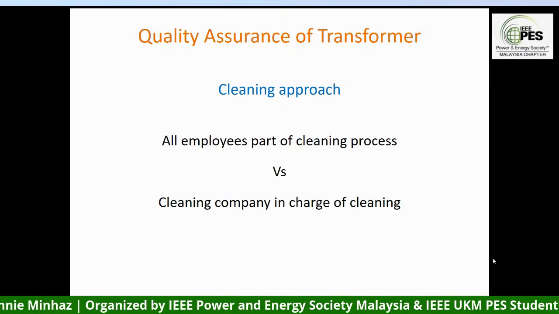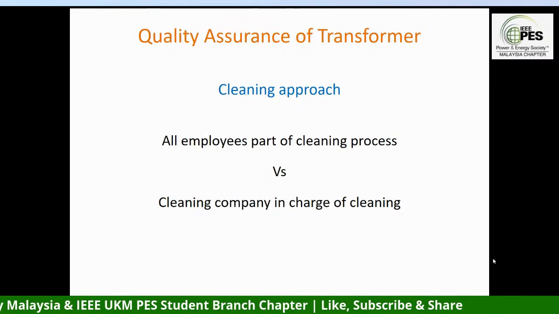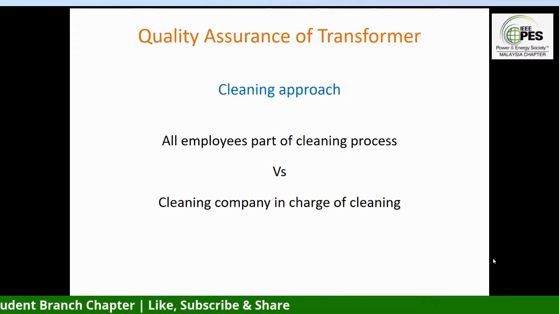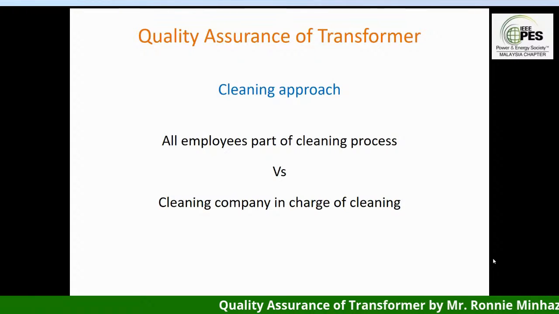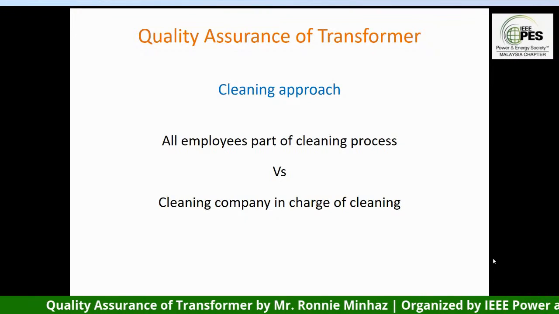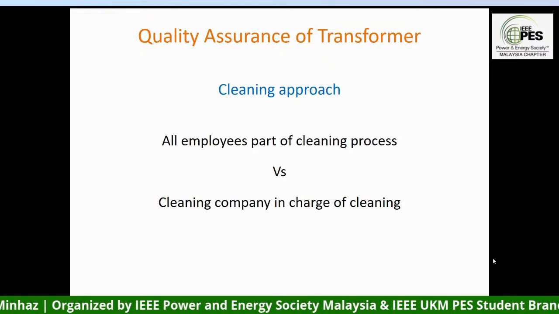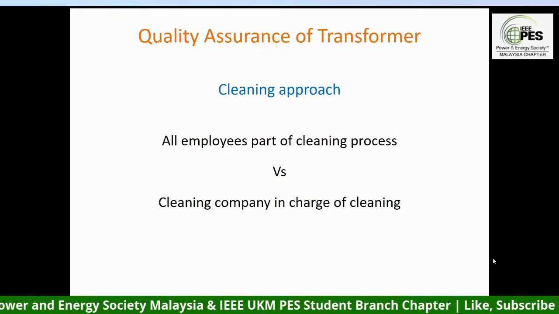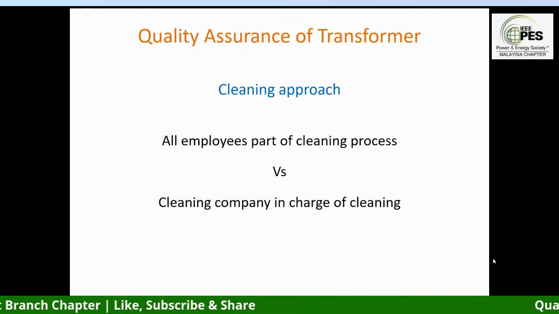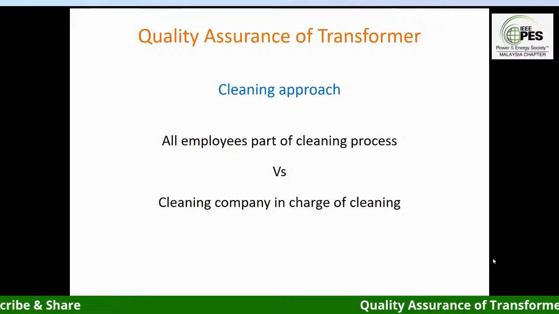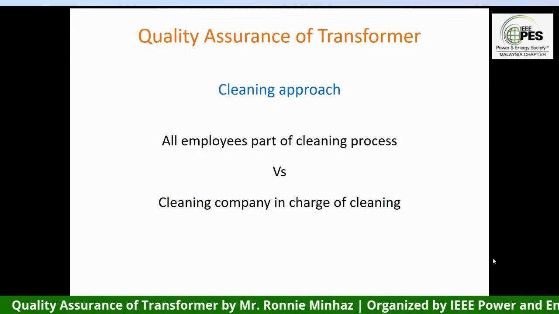One approach is that all employees are part of the cleaning process. When I say all employees are part of the cleaning process, it means, for example, the person in the winding shop area doing the winding is responsible for cleaning his or her area. Let's say, when employees come to the factory and walk inside the factory, if they see any particle or dust anywhere, they clean it themselves. That's called all employees being part of the cleaning process. In that case, it is like a team, and all employees know the importance of having a very clean factory, which can have an impact on the quality of the transformer.